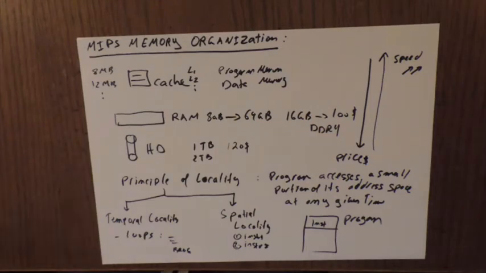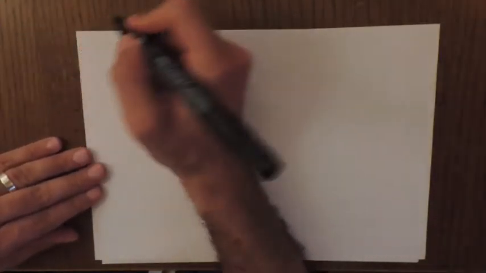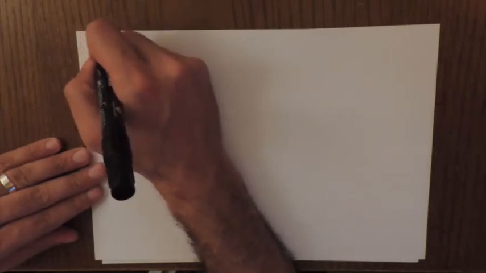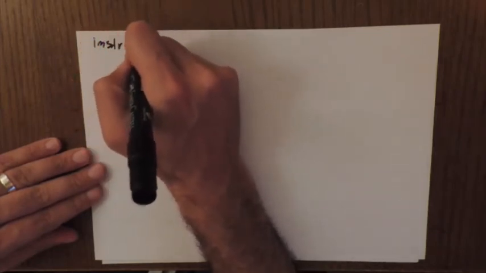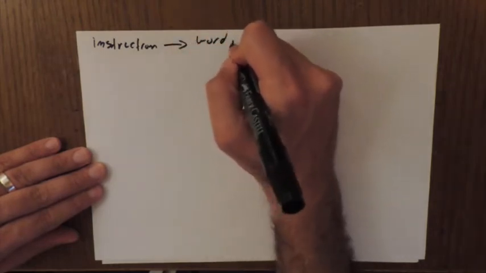Given this, and given that we need hard disk, RAM, and cache, we're going to discuss the relationship between them, but first we need to discuss some terminology. The first terminology I'm going to introduce is what's a block. So we know an instruction is usually a word in memory.